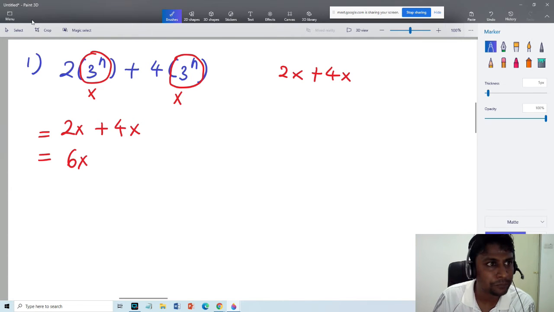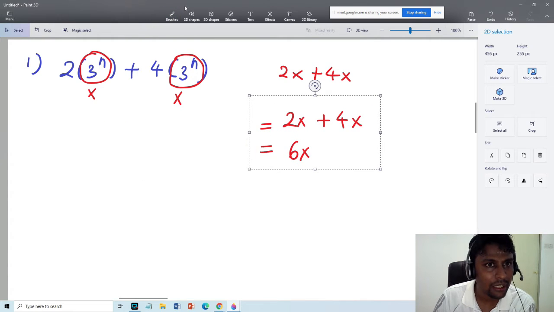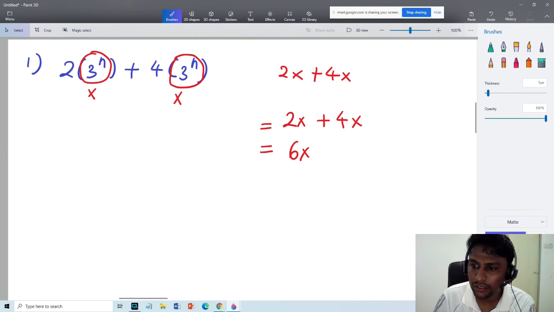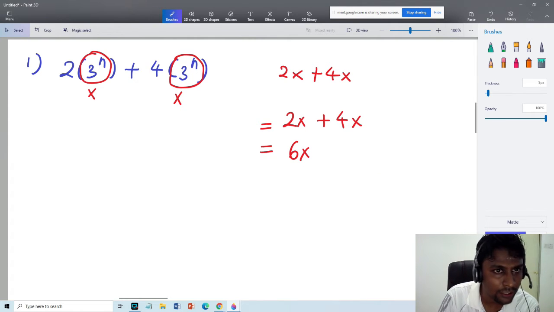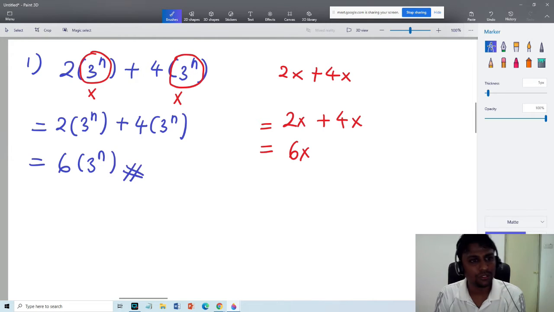Actually, what we can do here is we can write equal, 2 times 3 power of n plus 4 times 3 power of n can be put as 6 times 3 power of n. So that is the answer. So we can put it as a single answer.